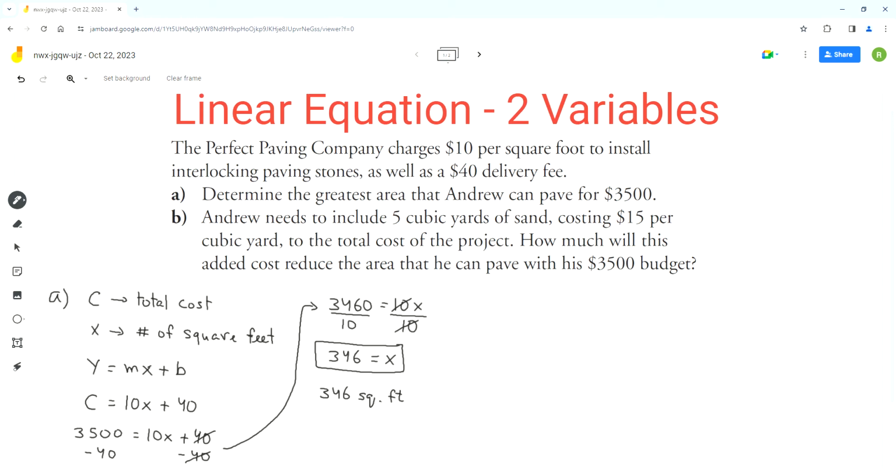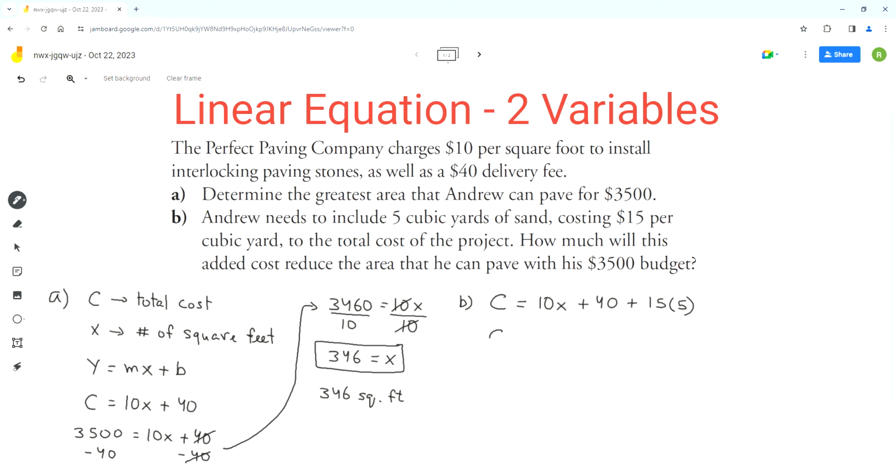So now we can work on part B. In part B, there's an additional cost we have to consider, so that will change our linear equation. He has to consider this $15 per cubic yard cost for 5 cubic yards of sand. So this will change our cost equation to C equals 10x plus 40, based on the cost of the paving stones and the delivery fee, plus 15 times 5, because he's being charged $15 for every cubic yard of sand and he wants to order 5 cubic yards.